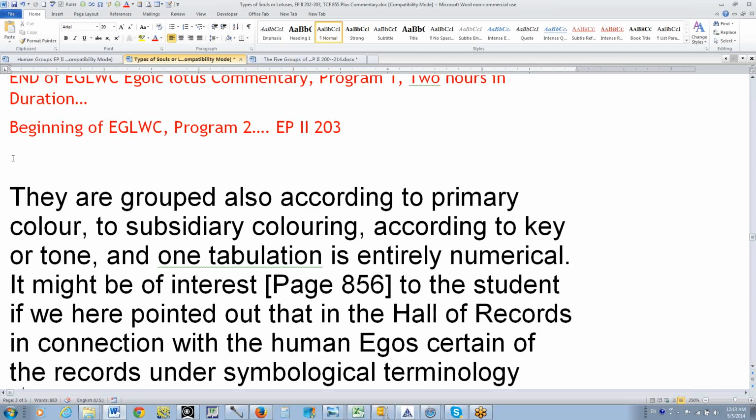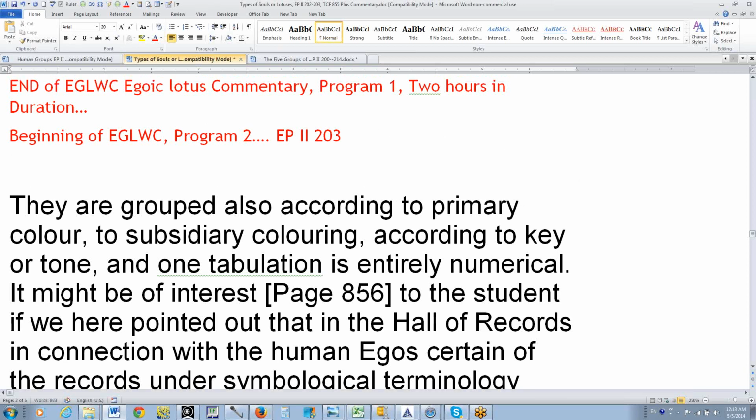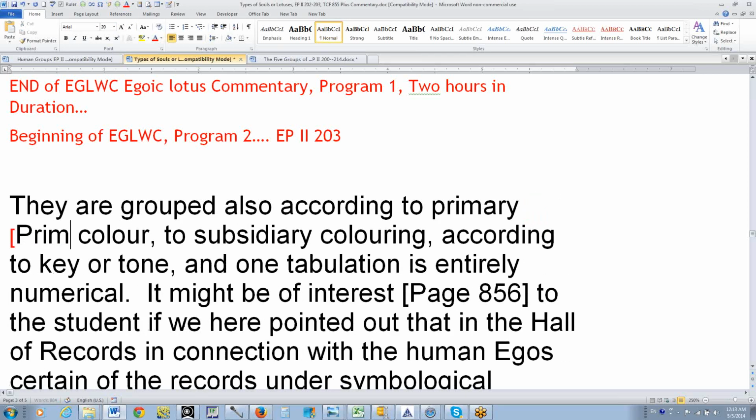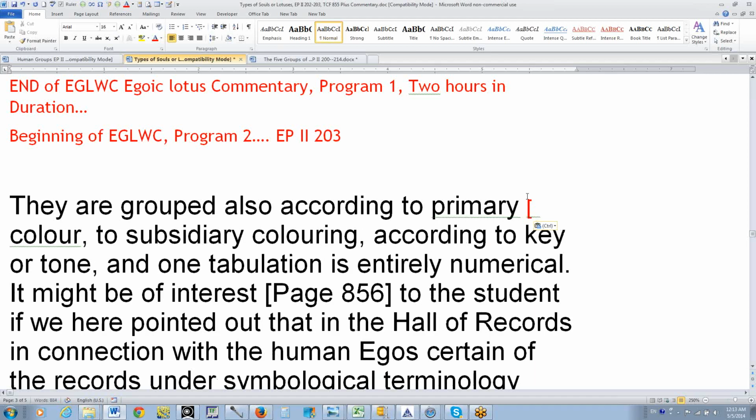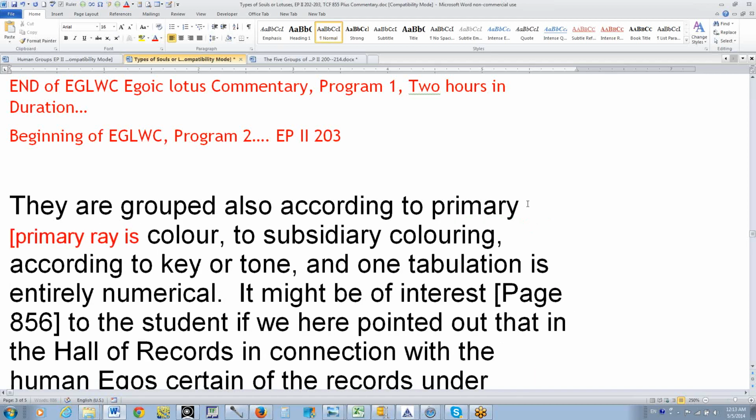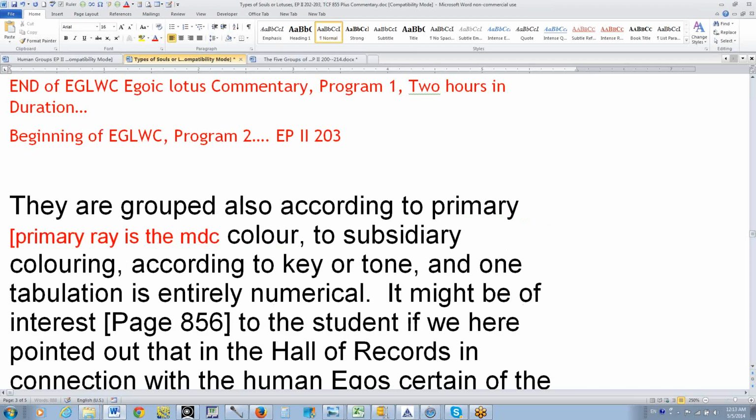And sometimes the primary ray, let's see if I have that correct. Yeah, I do. Only I'm going to make it red so we can see against the background, and I'm going to make it in a smaller font. So the primary ray is the monadic ray. All right. Let's see what we have here. Primary ray is the monadic ray.